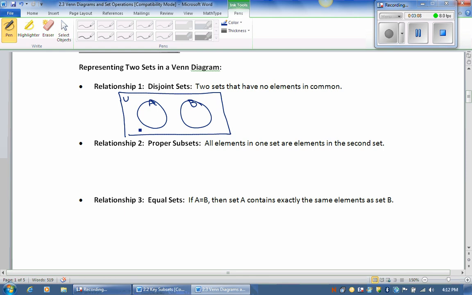The next one is what we call proper subsets. So what that means is all of the elements in one set are also in the elements of the second set. So what that might look like is, let's say I've got set B, set A, everything in set A is in B. Okay? Everything in A is in B as well. Not everything in B might be in A though. So you gotta make sure you're really looking at that picture to make sure it makes sense.